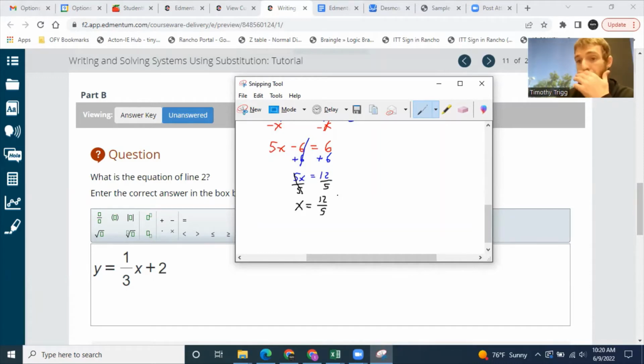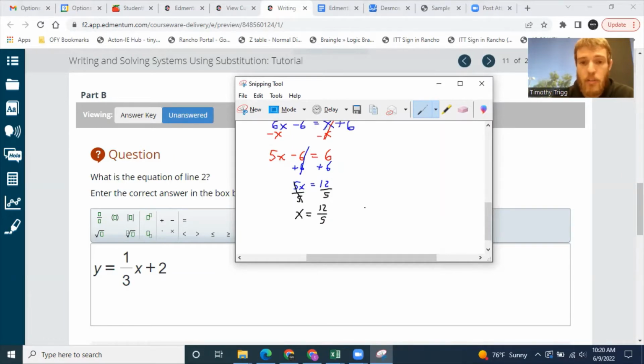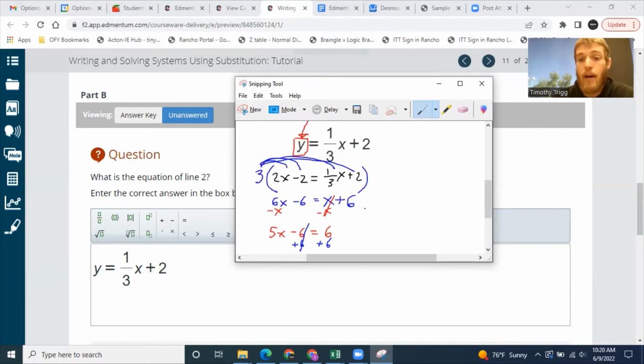So this is the value of x, right? We wouldn't be able to tell that from the graph, because this is not a nice even integer. It's a fractional number, which is kind of a pain to see on the graph exactly where it's at. But with substitution, we can get the exact value, which is nice. Now we know the value of x.